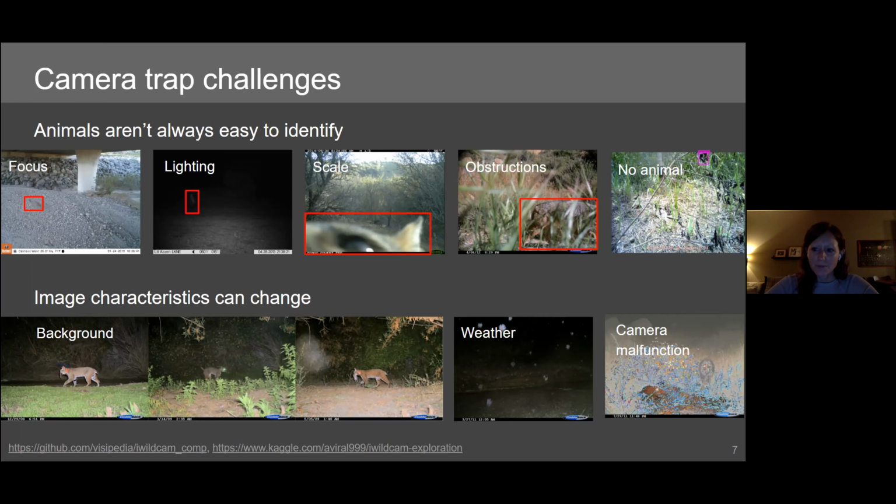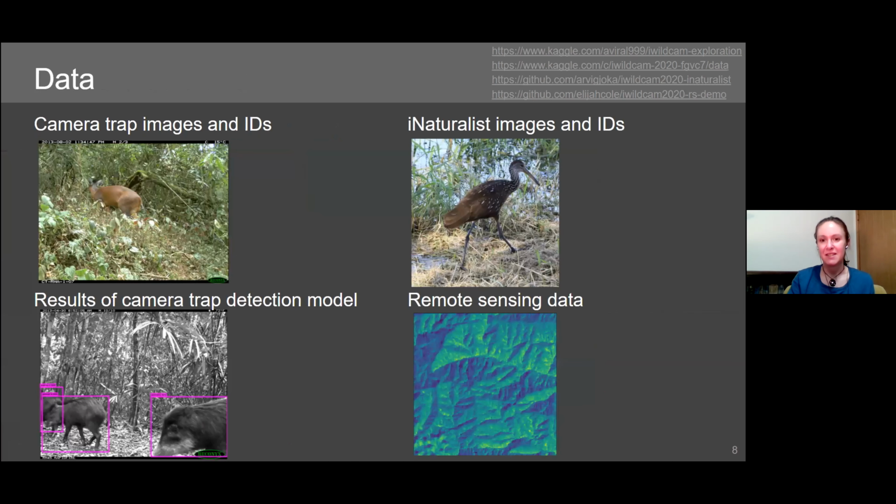Okay. So in this competition, the organizers gave the participants four data sets, four types of data, and I'll talk about each of these in turn. One was the actual camera trap images and identifications. One was the results of a detection model that detected where things were in the camera trap, so if there was an animal and where the animal was. One was a data set of images from the iNaturalist database, and one was a set of remote sensing data, so multispectral satellite imagery corresponding to the camera trap locations.